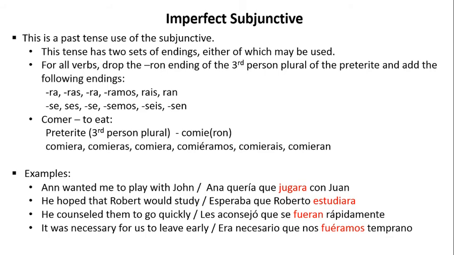Let's take, for example, the verb comer, which is to eat. We'll look at the third person plural in the preterite, which is comieron, and apply the rules. And we get comiera, comieras, comiera, comiéramos, comierais, comieran. Examples are: Anne wanted me to play with John. Ana quería que jugara con Juan.